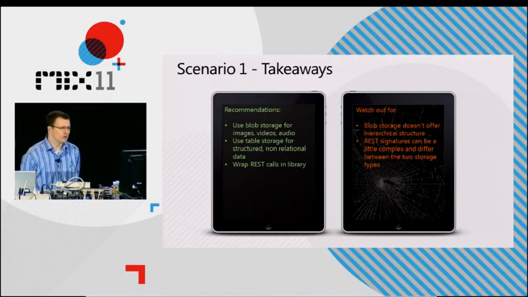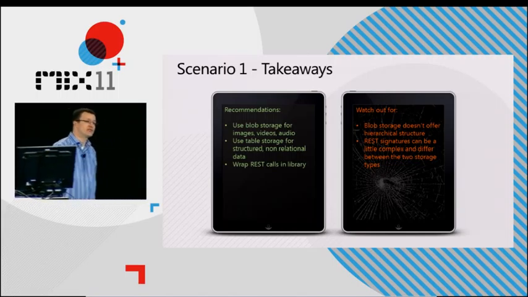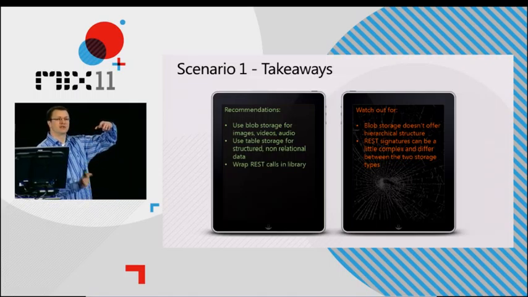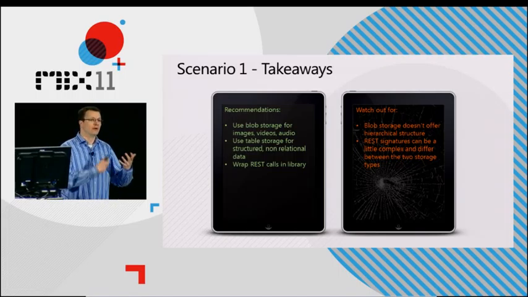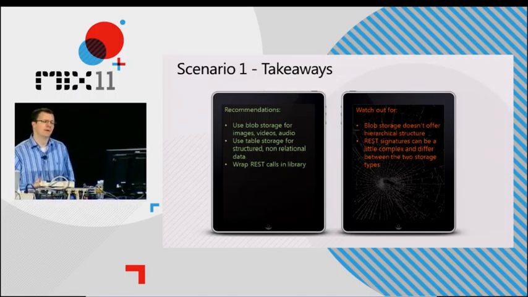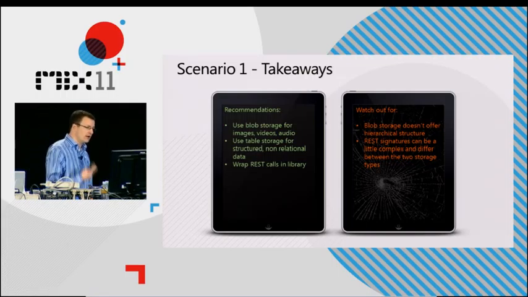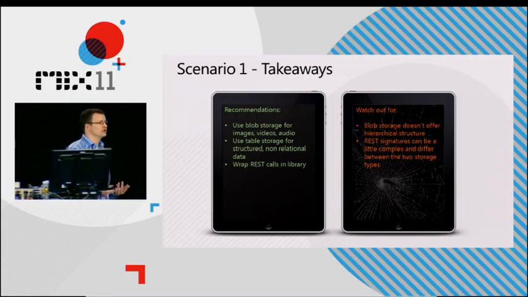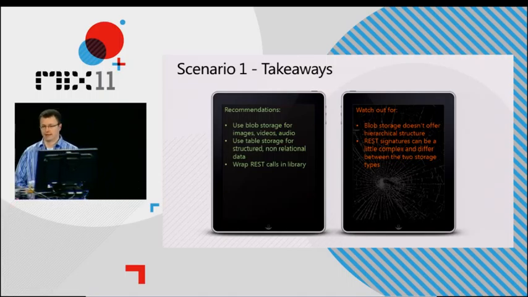Things to watch out for, a couple of things. Blob storage doesn't offer any hierarchical structure today. So you get a flat list of containers. So if you're doing things like, hey, I want to back up my phone or do a really structured list of photos, then that's something you're going to have to deal with yourself. Also, computing the REST signatures can be a little complex, and they also differ between the two storage types. So getting a good debugger or network sniffer in the middle is definitely going to be your friend.